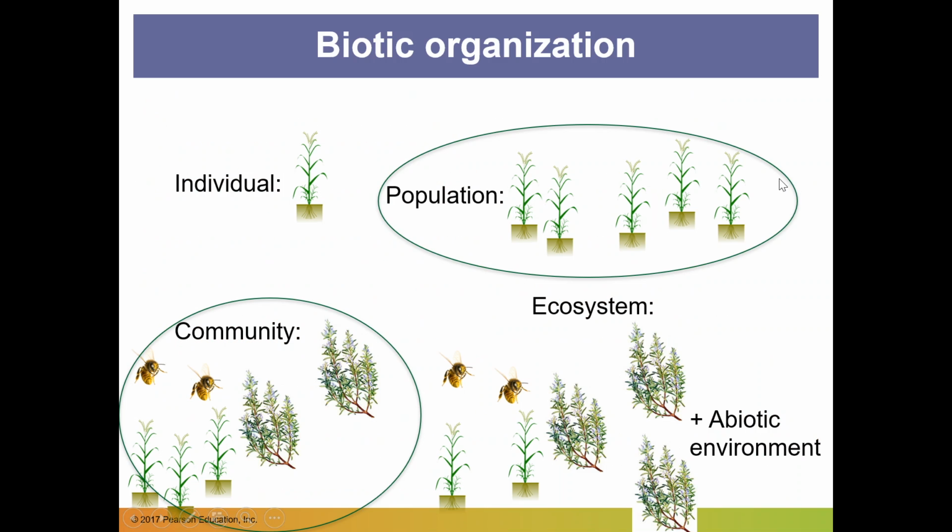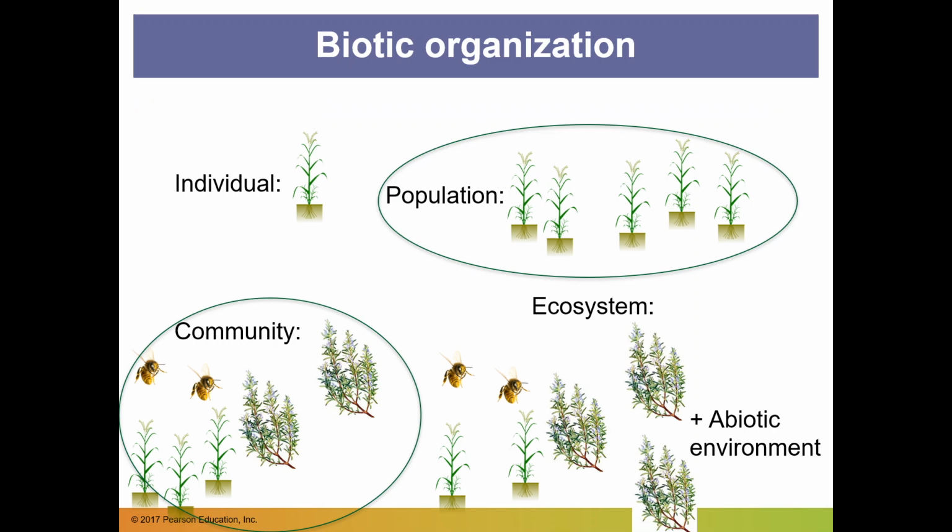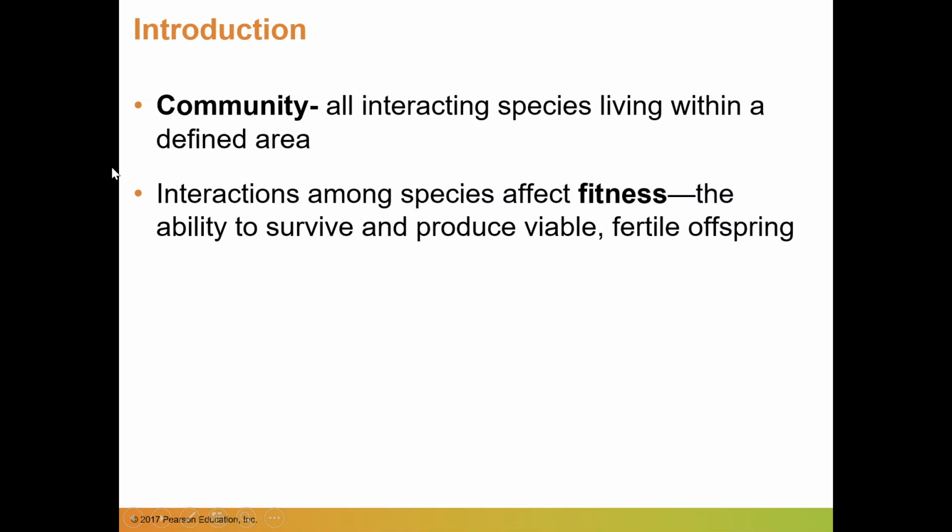All right. So community talks about all interacting living species within a defined area, okay? So a population is just a population of individuals. Community is multiple populations of multiple individuals, including all types of consumers up that chain that we talked about in lab, okay? And interactions among species affect fitness: the ability to thrive and produce viable and fertile offspring. Competition or predation can reduce fitness. Meanwhile, mutualism can improve fitness.